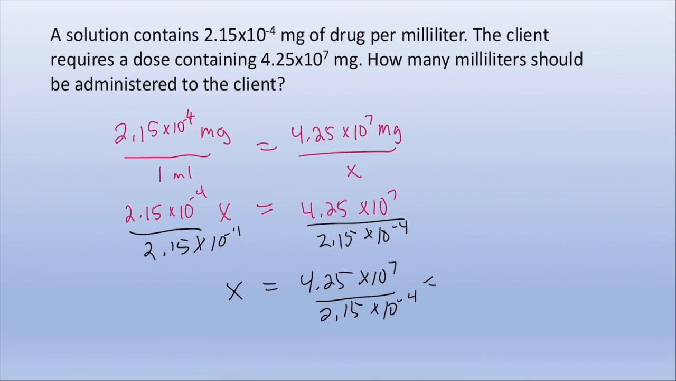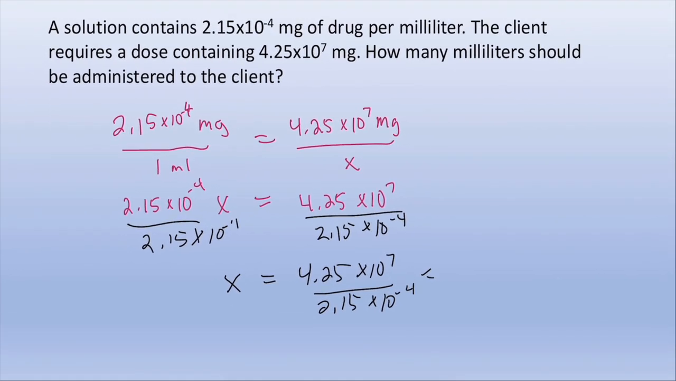So we're going to do it just like we did the other problem. We're going to divide 4.25 and 2.15, and we're going to get 1.9767. We'll talk about that in a minute. And then we're going to get times 10 to the seventh minus the negative 4, which is going to be 7 plus 4, which is 10 to the 11th.